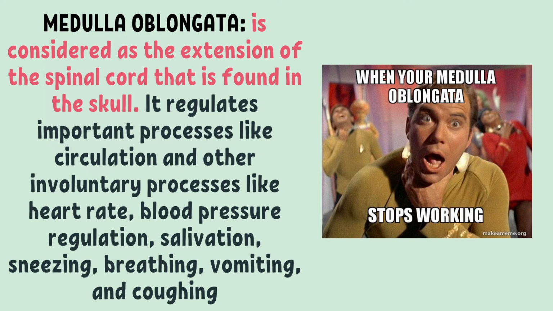It's considered the extension of the spinal cord that is found in the skull. It regulates important processes like circulation and other involuntary processes like heart rate, blood pressure regulation, salivation, sneezing, breathing, vomiting, and coughing. If your medulla oblongata becomes damaged, it can lead to respiratory failure, paralysis, or loss of sensation, and it can also cause several functions of the body to be thrown off and even death.